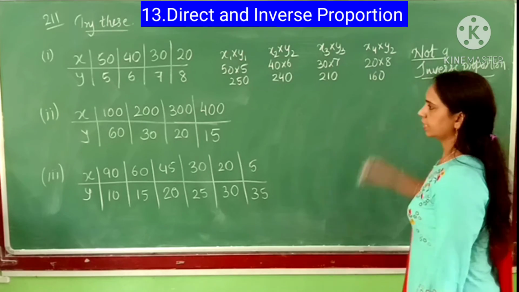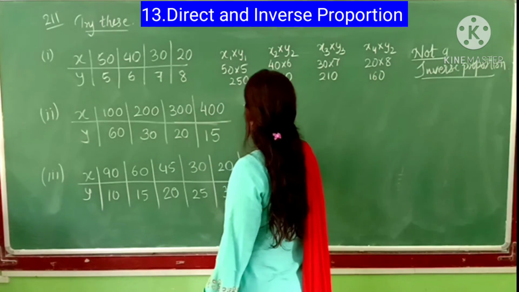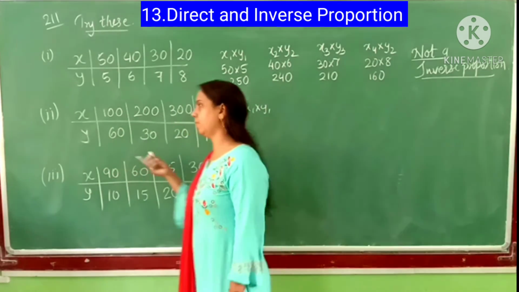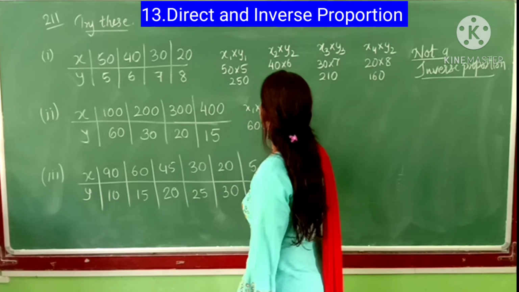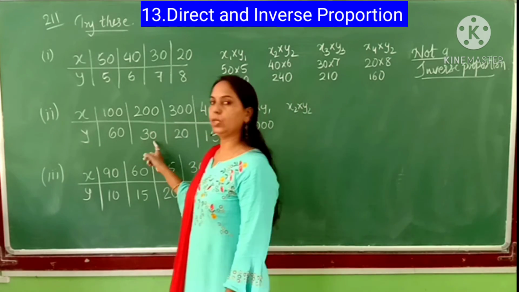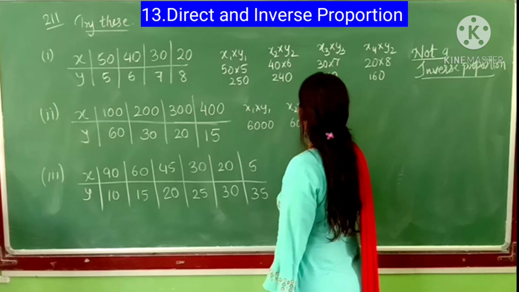Next, let us take the next table. What is x1 into y1? You can see here 100 into 60, what we will have? 6000. Next, take x2 into y2. What we have? 200 into 30. So here we will have 6000.